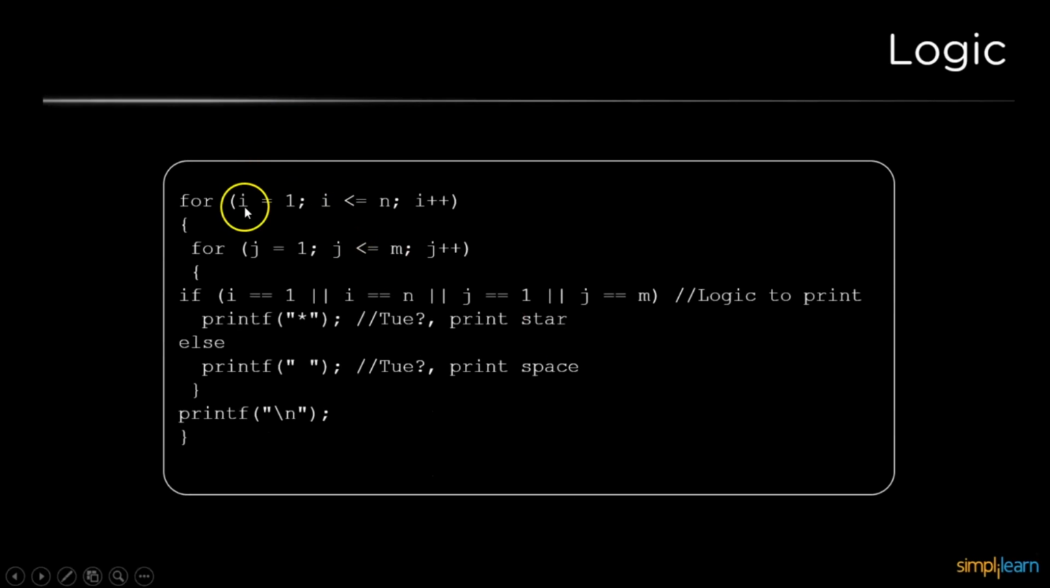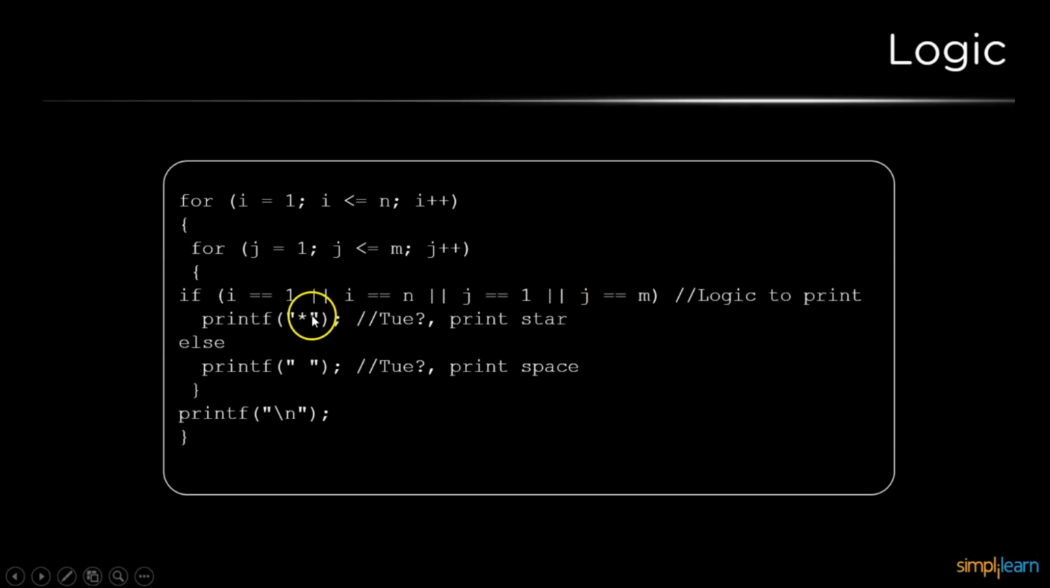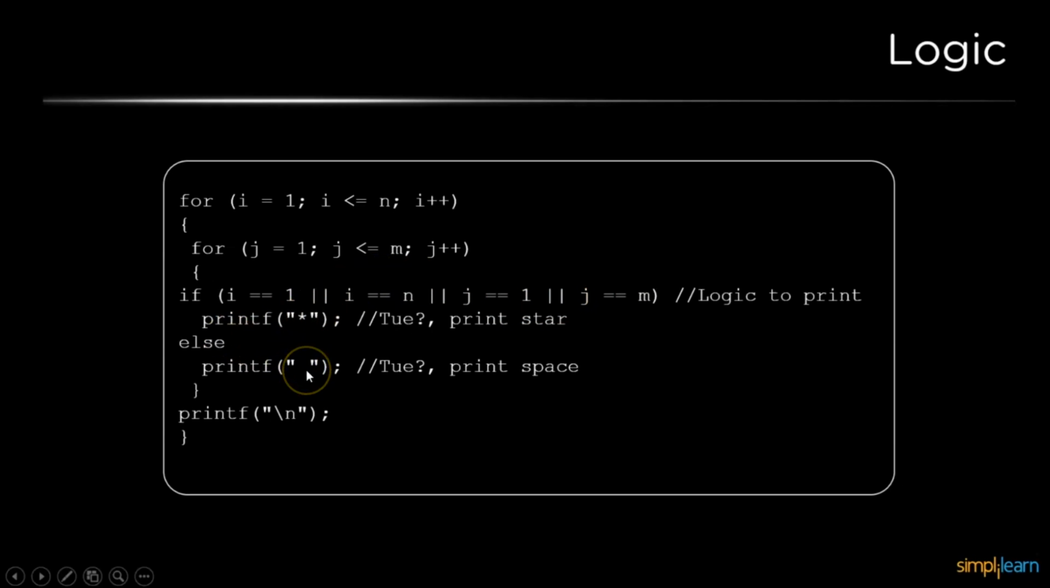Here, initially the i value is equal to 1. If the condition is satisfied, it comes to the inner for loop where j's initial value is 1. j must be less than or equal to m, where n is for the rows and m is for the columns. Here we have an if statement where i must be equal to 1 or i must be equal to n, or j should be equal to 1 or j should be equal to m. If this condition is satisfied, it prints the star, else it will print the space.